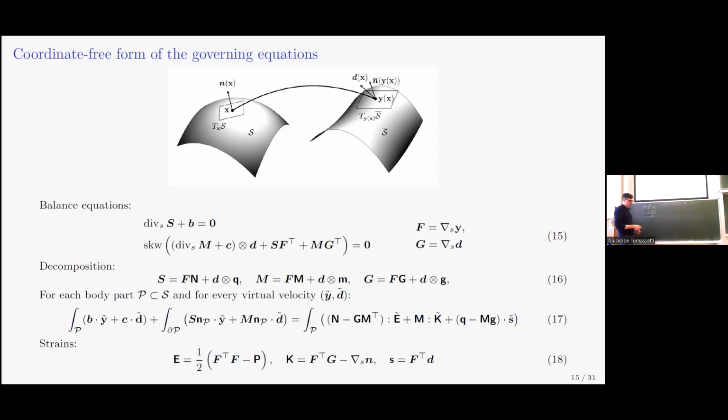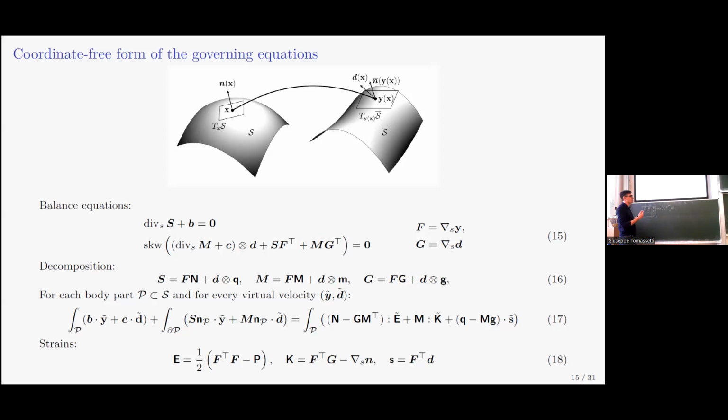Okay, before I comment on this, let me make a remark about what happens when M is 0. So if the bending moment M was 0, and C here represents the external couples, so if this term was 0 and this term was 0, what we would end up with is this condition. This condition says that the skew symmetric part of S F transpose is 0, which is exactly the symmetry condition that you find in continuum mechanics, which reflects the balance of angular momentum.